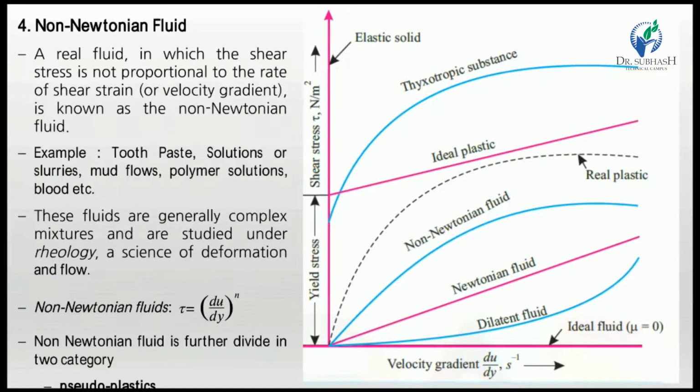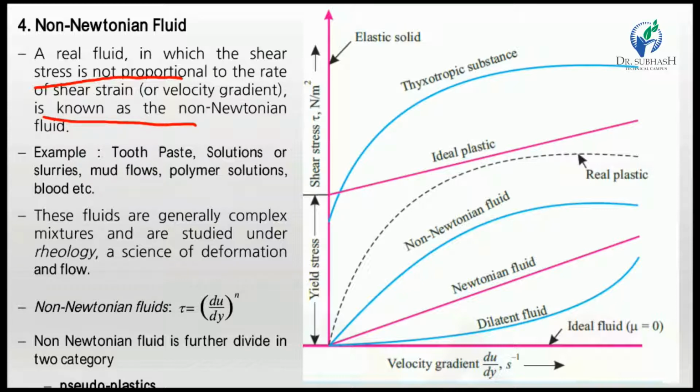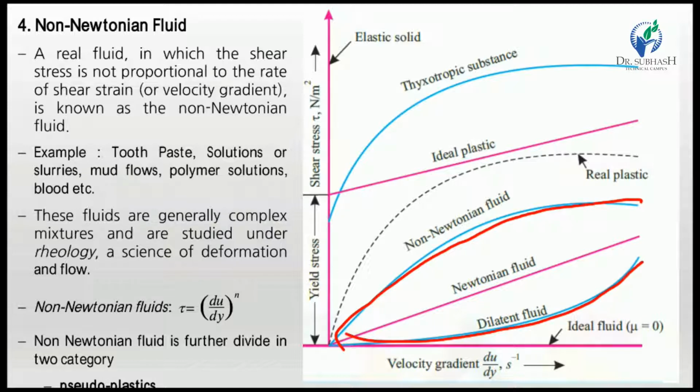Now the non-Newtonian fluid. A real fluid in which the shear stress is not proportional to the rate of shear strain is known as a non-Newtonian fluid. Examples are toothpaste, solutions or slurries of some materials, mud flows, polymer solutions, and blood. This is the line of a non-Newtonian fluid, in which the shear stress is not directly proportional to the shear strain. Then the fluid is a non-Newtonian fluid.